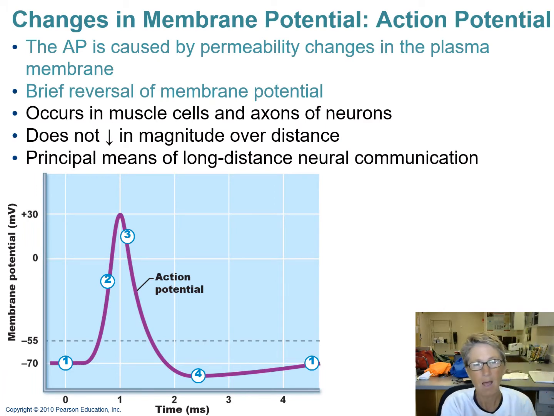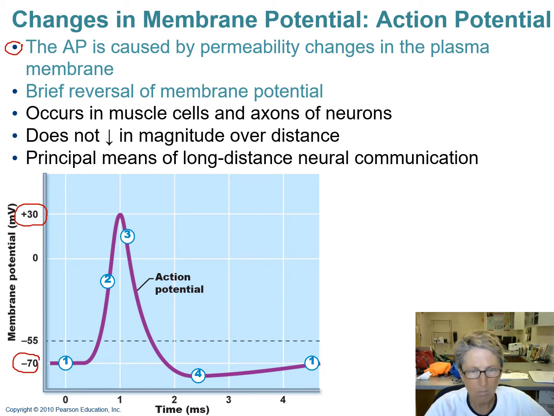So we've seen the action potential before when we talked about muscle. The first bullet says an action potential is caused by permeability changes in the plasma membrane. When the membrane becomes permeable to sodium and potassium, sodium and potassium are going to move in and out of the cell and cause the membrane potential to change. In an action potential, you have a brief reversal of the membrane potential. In this graph, it was minus 70, and then it reversed to plus 30.